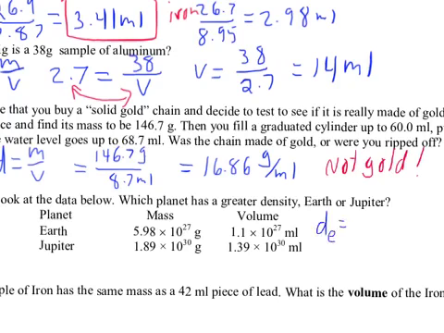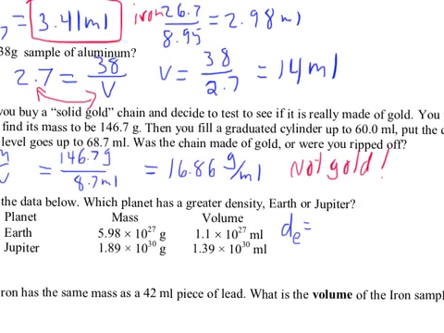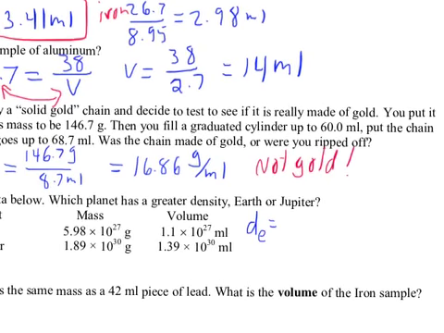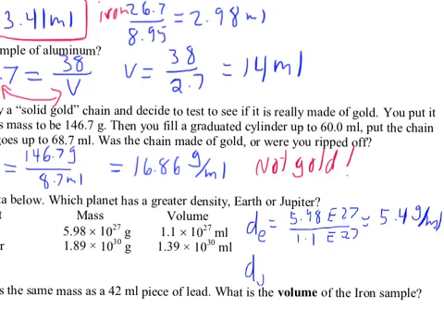D of Earth is going to equal 5.98 e to the 27th divided by 1.1 e to the 27th. And what that gives me, let me look it up here, for Earth, I get 5.4 grams per milliliter. Now let's do the same thing for Jupiter. For Jupiter, I take its mass, so let's do DJ, density of Jupiter.